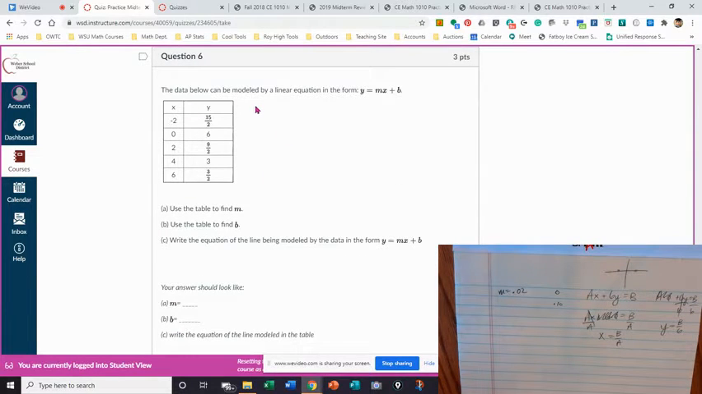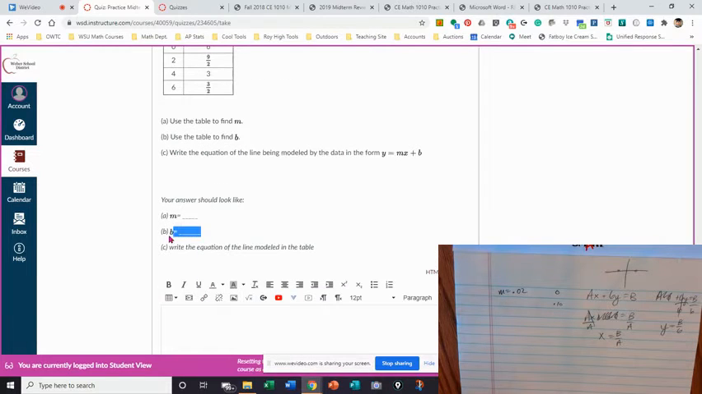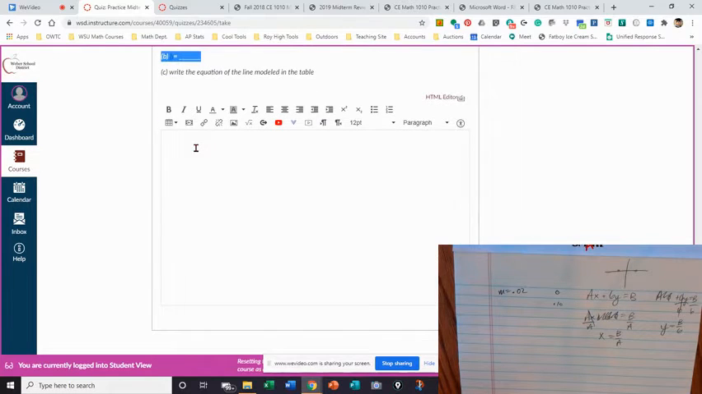The data can be modeled by a linear equation in the form y equals mx plus b. Use the table to find m. Use the table to find b. Write the equation in the model there. Your answer should look like m equals and b equals. So I'm just going to copy that. I don't know why I didn't think about this earlier. Copy that and go.